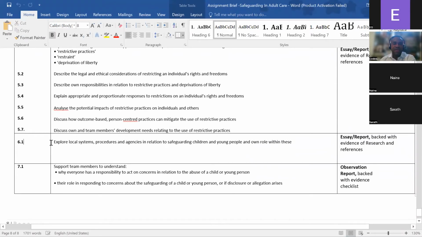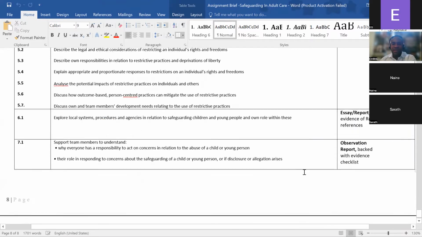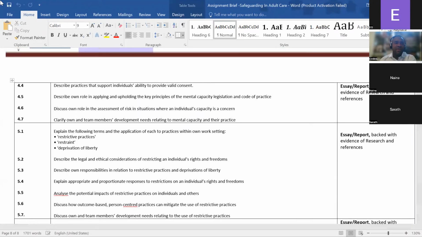6.1. So I think in this unit, we will be needing many classes, isn't it? At least 2-3 classes. Yeah, we'll have a number of sessions as has been scheduled. 6.1, we are writing. 7.1, no writing, it's observation. Okay. So that's the end of the assignment brief.